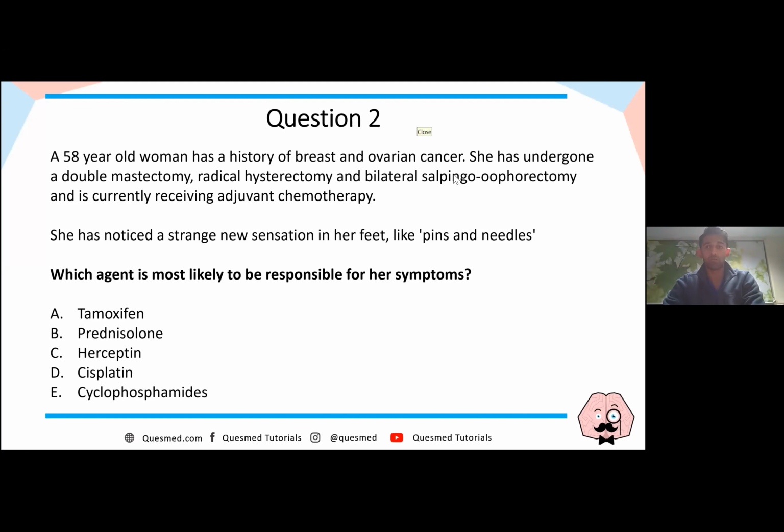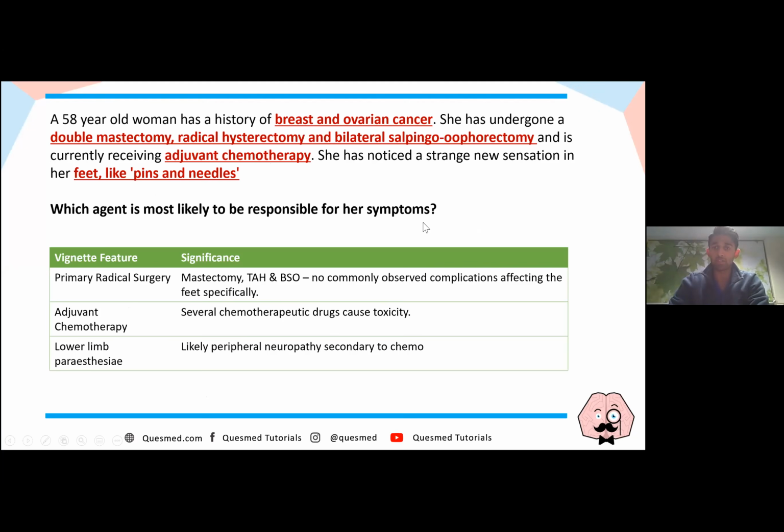Okay, so this is a fairly short one. So again, the first thing you should do for any vignette is read the question. So this is specifically talking about an agent which is responsible for symptoms. Okay, so this is a side effect or an adverse effect of a drug.